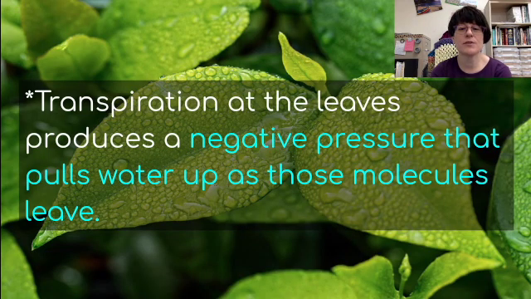Transpiration of the leaves produces a negative pressure that pulls water up as those molecules leave. It pulls it up. The molecules like to stick together. Not only do they stick to the xylem, but the molecules also stick together. When it sticks to the xylem, it's called adhesion, and when it sticks together, it's called cohesion. But that's why water flows.